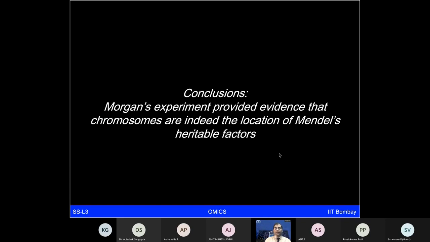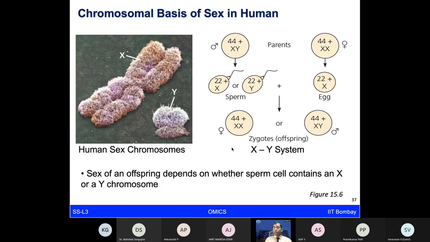So he not only replicated Mendel's experiment and proved that Mendel's rules are correct, but also made the observation that these genes are located on the chromosomes, on either the X chromosome or the Y chromosome, and they are the heritable factors, which is also determined by which chromosome they are coming from. And a similar thing also happens in humans.